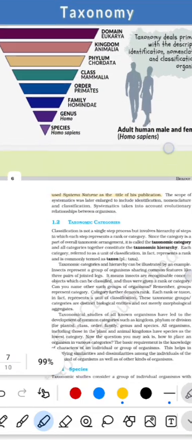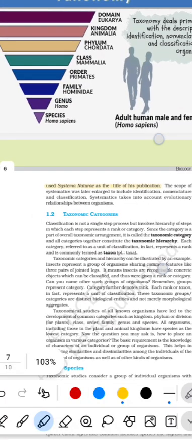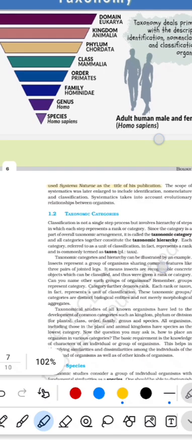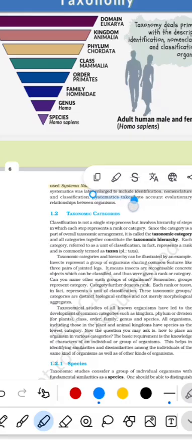Please underline this. The scope of systematics was later enlarged to include identification, nomenclature, and classification. Systematics takes into account evolutionary relationships between organisms. It means the difference between taxonomy and systematics is very little. Taxonomy just classifies an animal into species, genus, family, order, class, phylum, kingdom, and domain. But systematics takes into account the evolutionary relationship between organisms. So this is another important point. You may underline this.